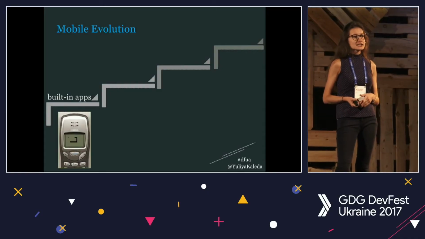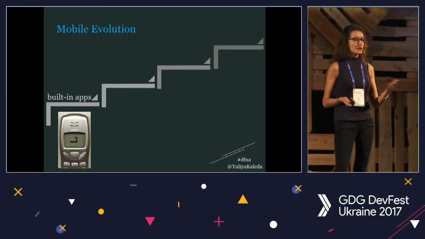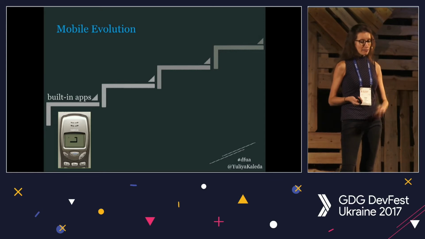So let's take a step back and talk about mobile evolution. And you probably remember those first built-in applications with no animation. They were already pre-installed on your devices in white and black, such as a snake game or calculators. So they were pretty boring. But anyway, these were our first mobile applications.